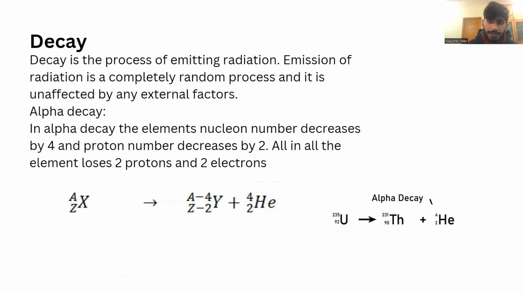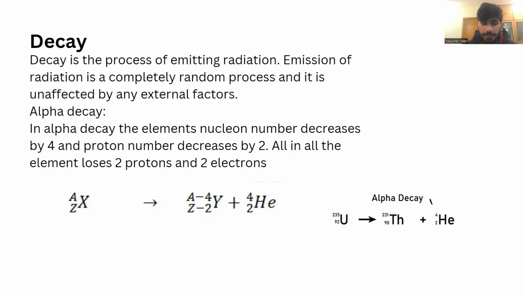Now, emission of radiation is a completely random process, and it is unaffected by any external factors. So there is nothing that we can do to change the amount of decays that are happening in a certain time. So if there's a nucleus, we cannot really do anything to make it decay, or make it decay faster or slower. We cannot raise the temperature or increase the pressure. There's nothing that we can do to change how many decays are happening in a certain sample, or how quickly your entire sample is decaying. So it's a completely random process.